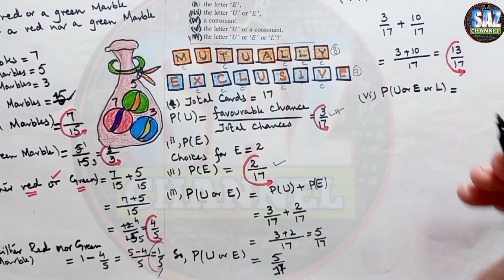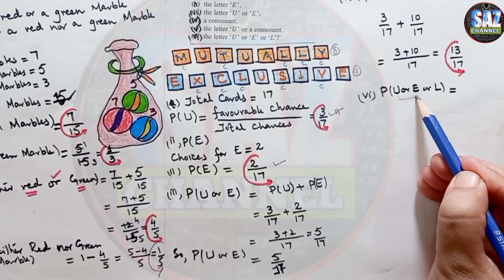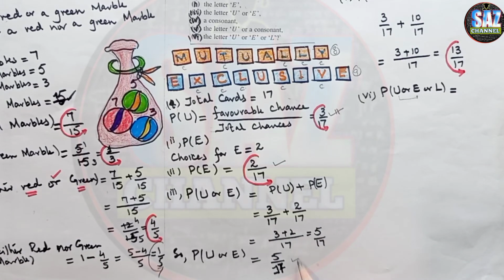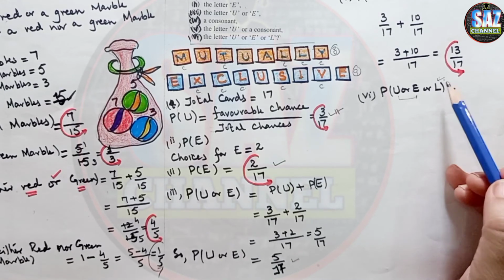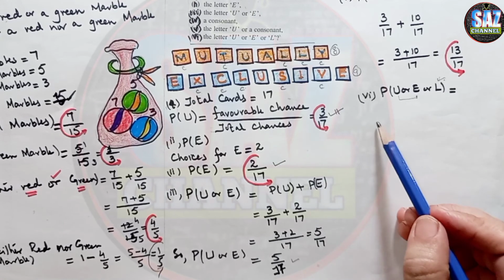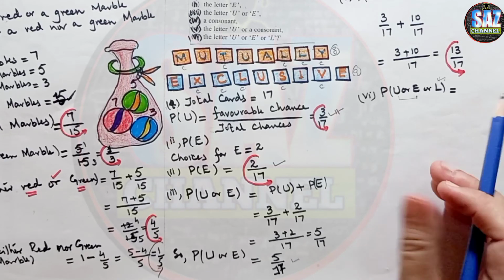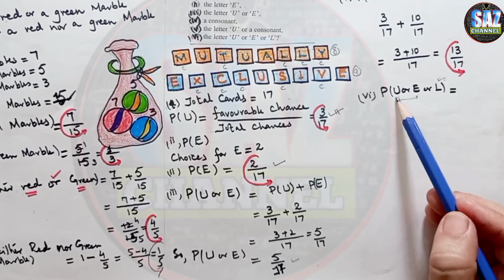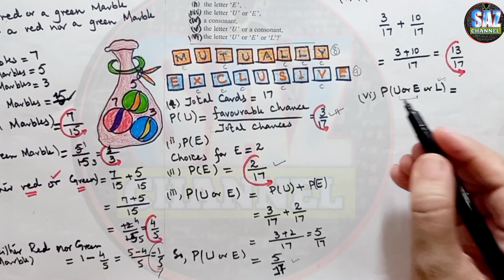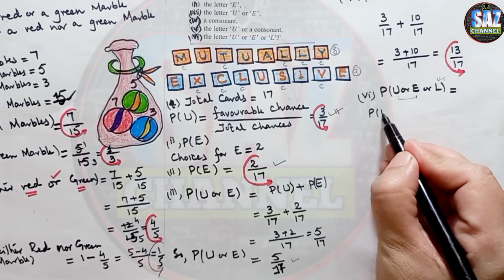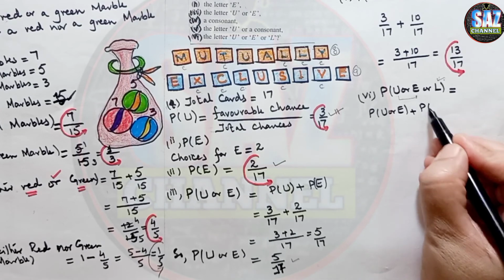Now listen and understand that if we look at this portion, probability of U or E, we already have the answer of that, and we need to know the answer of the probability of L. So either I can write down the probability of U or probability of E or probability of L again in this part, or I can bring the answer of probability of U or E from the previous part. So probability of U or E plus probability of L.